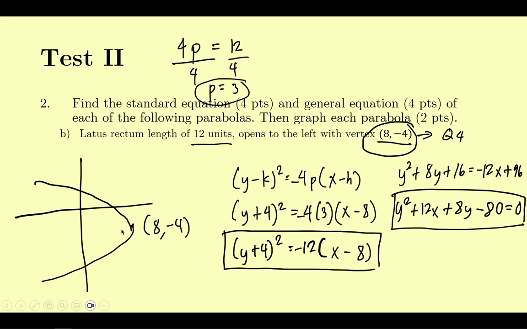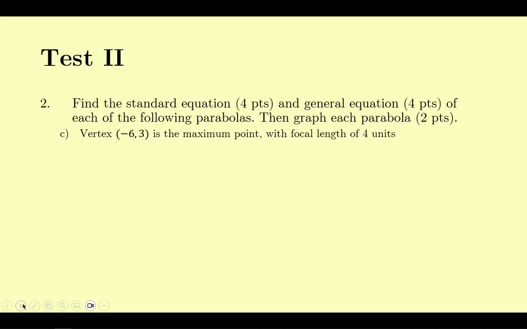Graphing is actually part of the process of finding the equation itself. So, that's almost trivial at this point. Next. Item number 3 or letter C in test 2. Vertex negative 6 and 3 is the maximum point with focal length of 4 units.